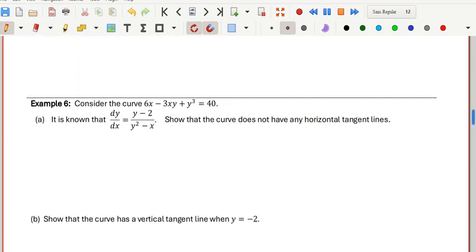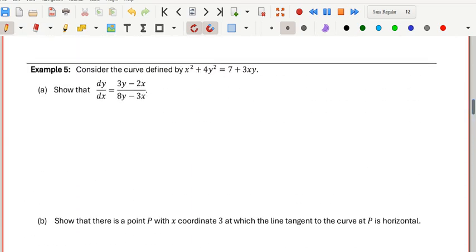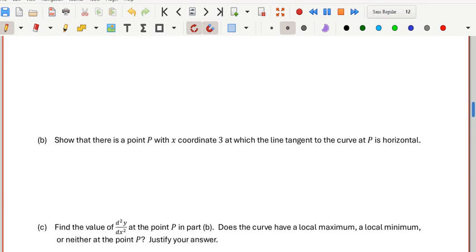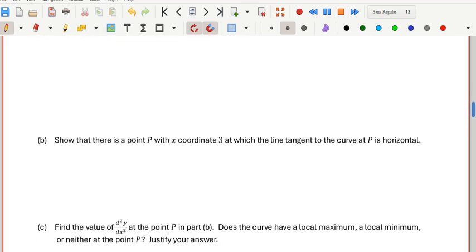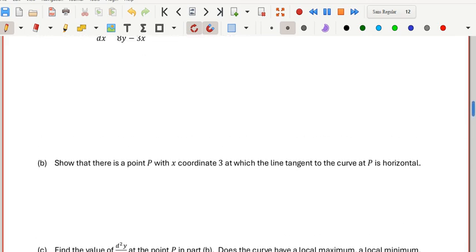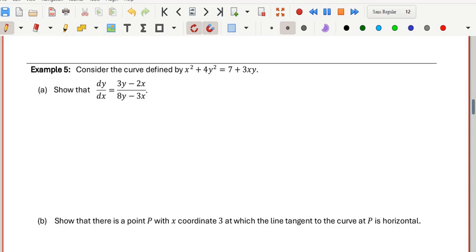We got 5 and we got 6. Let's see how much. All right. Okay. It took me like 30 minutes to do it. Yeah, they're big. Okay, so for example 5, I'm going to skip over letter A because I really want to see how much of this I can get done today.